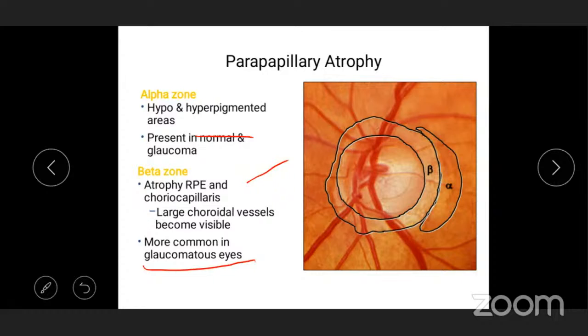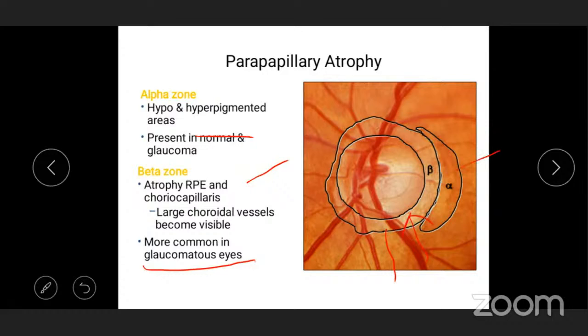So the mnemonic to learn beta zone is the 3 B's, B's as in B. One B is the beta, the name. The second B is because it is dangerous, it is more likely to be glaucoma. So the second B becomes beware. And the third one, it is the one closer to the disc. As you can see, it is closer to the disc margin.